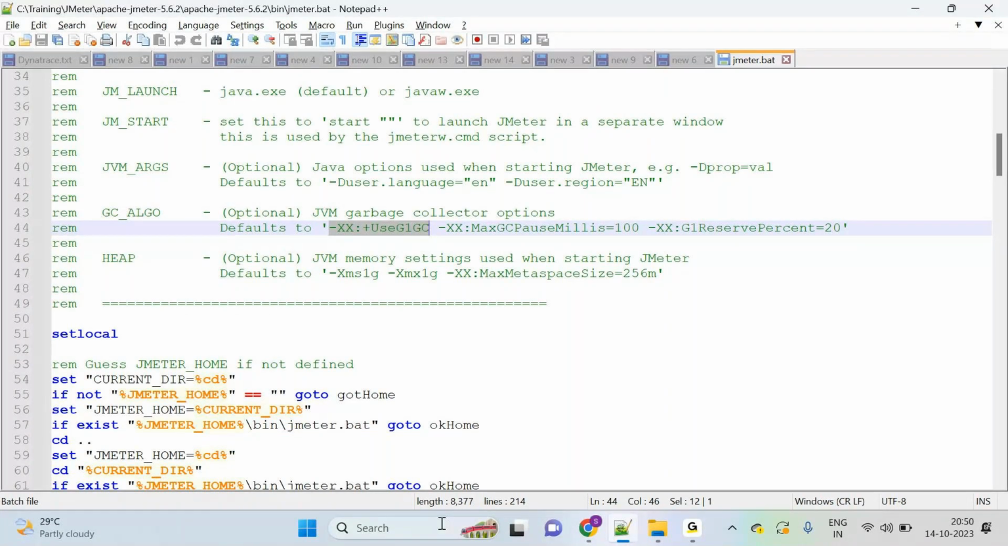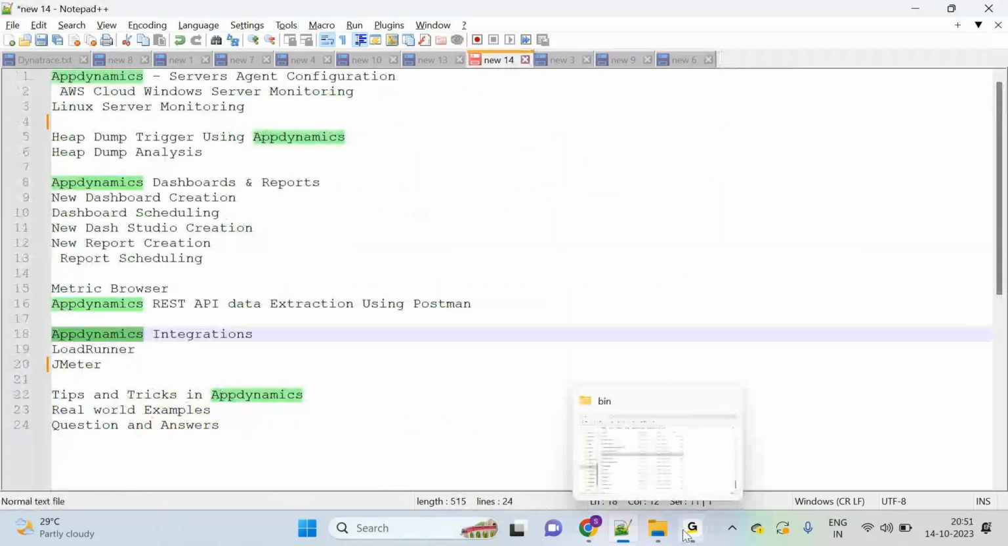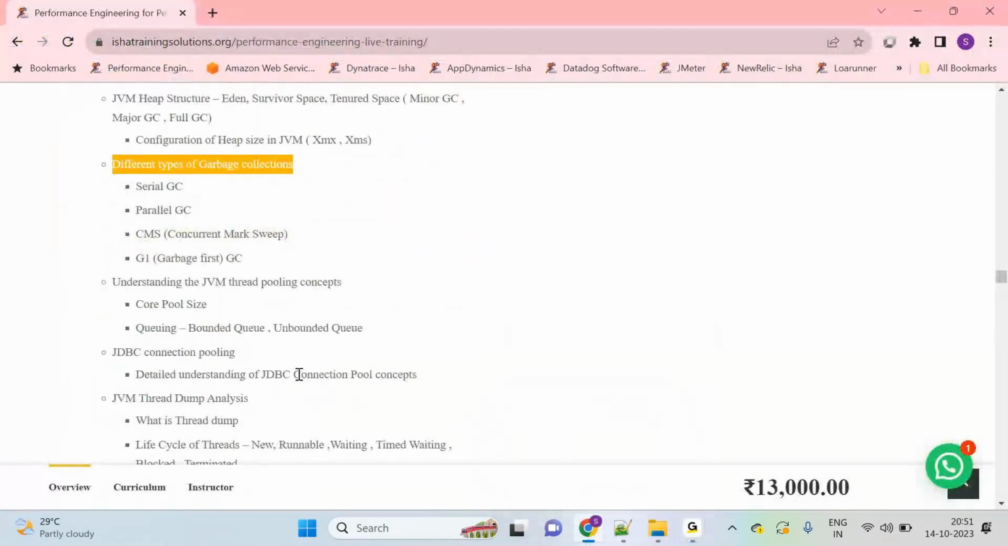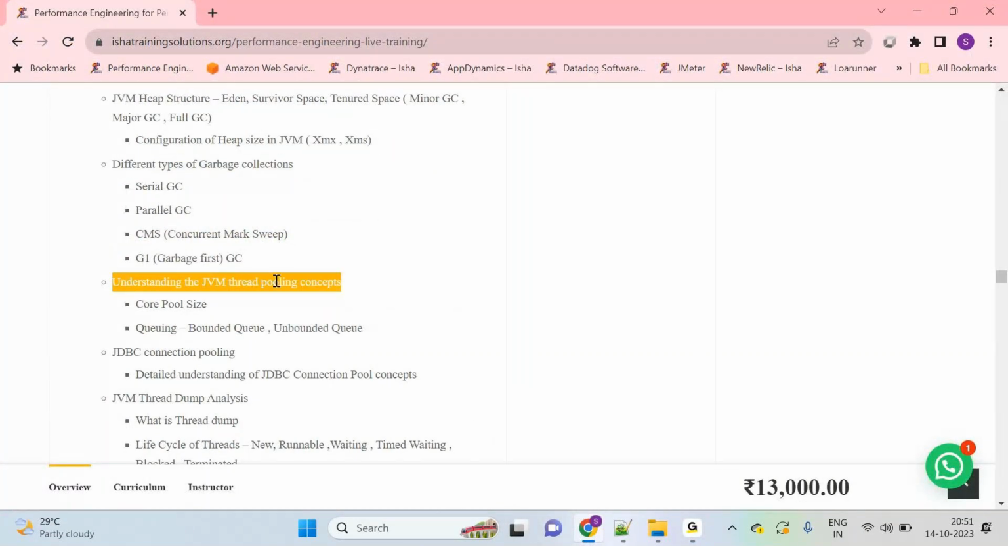So like this, we are going to understand garbage collection types, which is also important. Why we are using serial garbage collection, parallel garbage collection, CMS, G1, we should have that understanding. That also we are going to discuss in our course content. And then the JVM thread pooling concept, because instead of creating individual threads during runtime, if you maintain a thread pool, what will happen? And then JDBC connection pooling also we are going to learn.